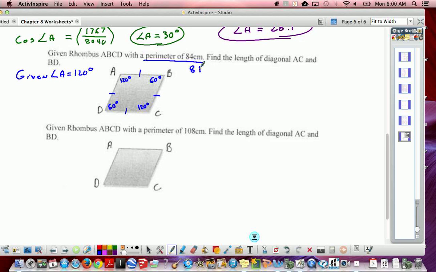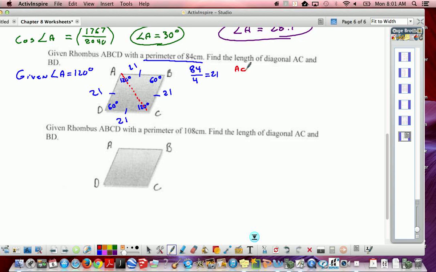So if I go 84 divided by 4, that tells me each side is 21. Whoops, wrote 22 there for a second. So each side is 21. So the first diagonal that I'm going to find is AC. Well, if I draw this in here, notice how I have a triangle, 21, 60, and 21. So 60 is in between the two sides of 21, so I could use the law of cosines here to find that side.